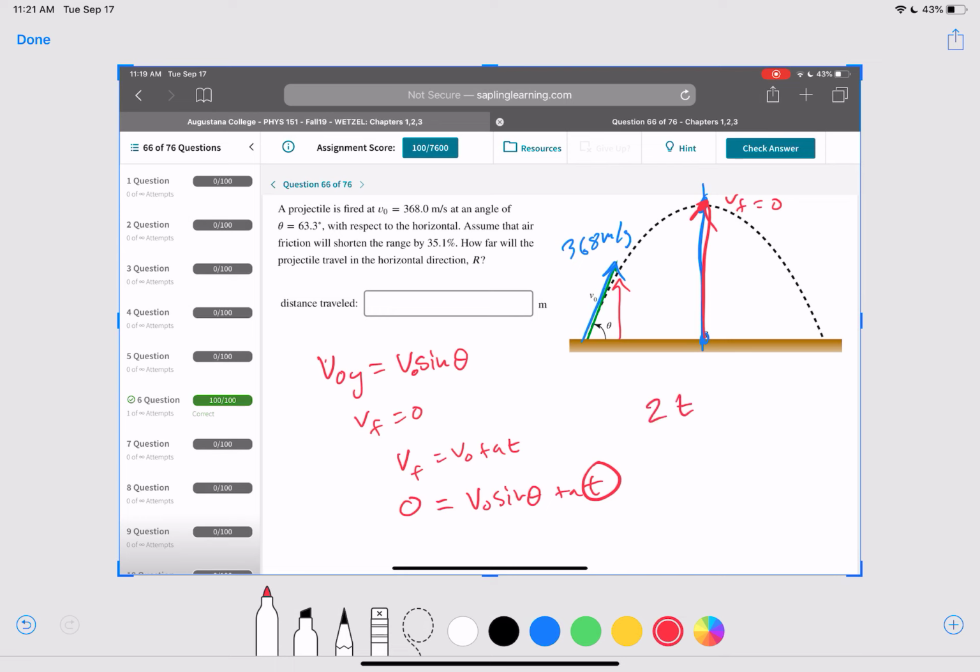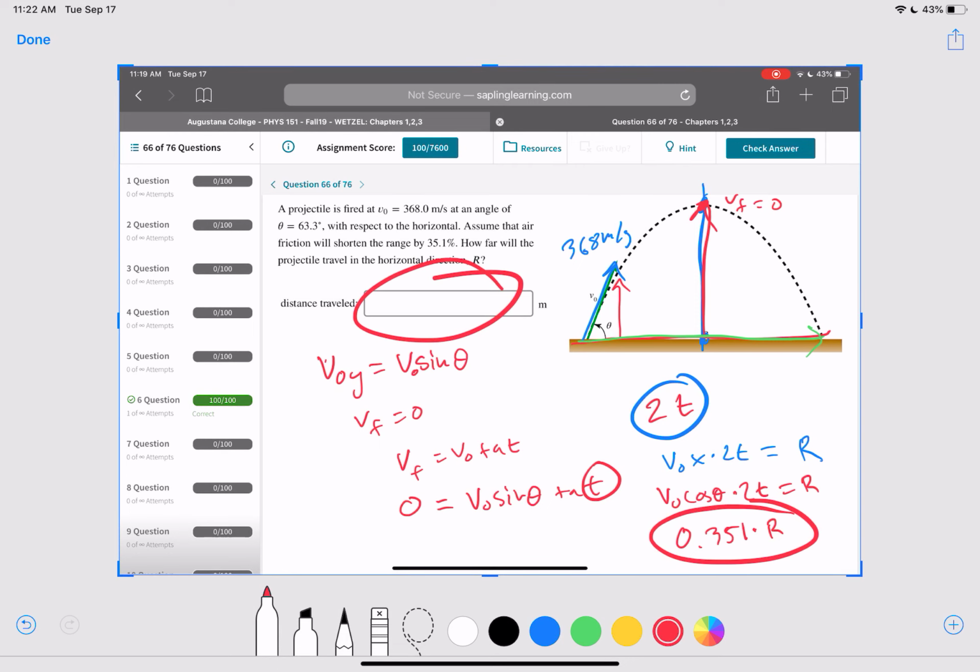2 times that time will be the total time you have in the air, which helps us determine how far we travel. Rate times time, so v0x times 2t is going to equal this distance, the range. So we have v0 cosine theta, the x component, times 2t, which equals the range. Then we take 0.351, reducing the range by 35%, and that's the distance it travels.